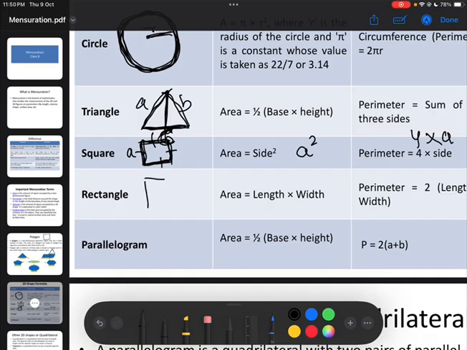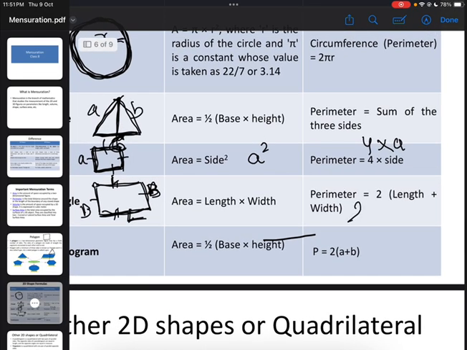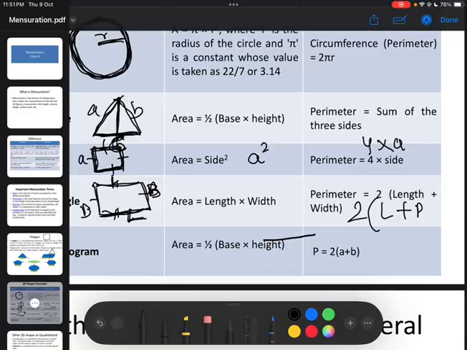Now rectangle. Rectangle has length and breadth. Opposite sides are equal. Then the area of the rectangle is length into breadth or width. Then the perimeter is L plus B plus L plus B. Then it becomes 2L and 2B. So the perimeter of the rectangle is 2 into L plus B.